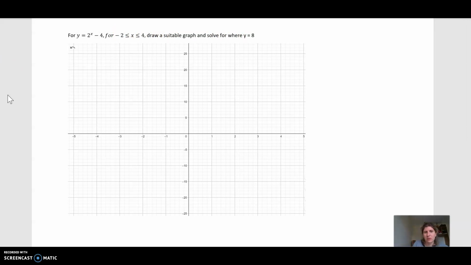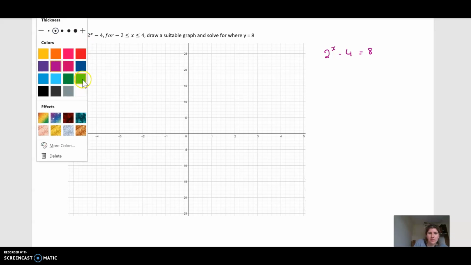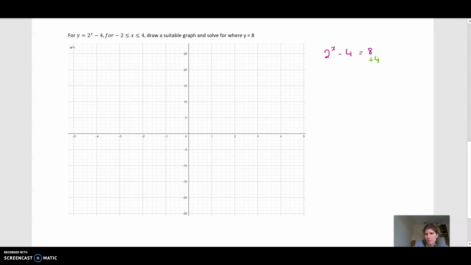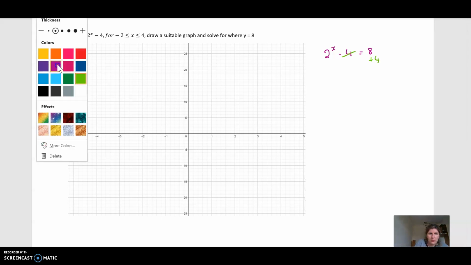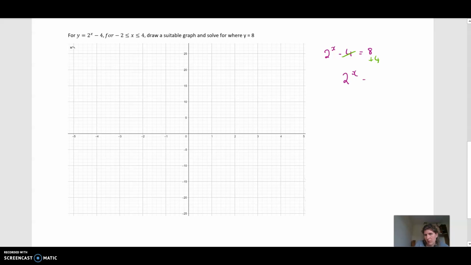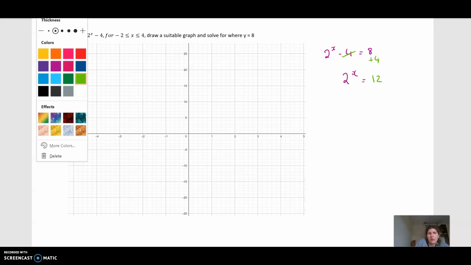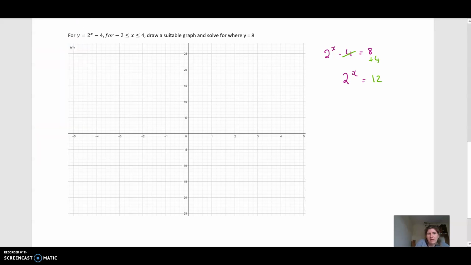So again, first thing we're going to do, same thing every time, is write down the equation, make it equal to the value that you're looking at, and then solve it so that we've got the part with the x on one side, one easy part on the other side. So we're going to add 4 to this one, so plus 4, and we've got 2 to the power of x on one side, and then 8 plus 4 gives me 12 on the other side. So in this case, we're graphing this function versus this straight line. So I'm looking between x is negative 2 and 4.